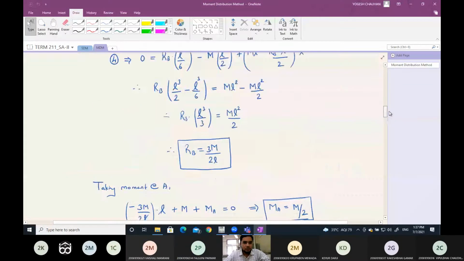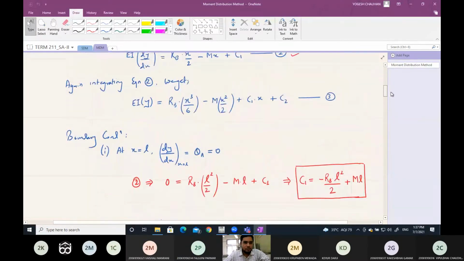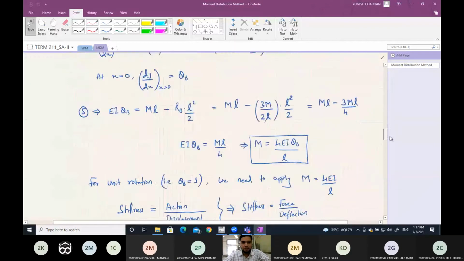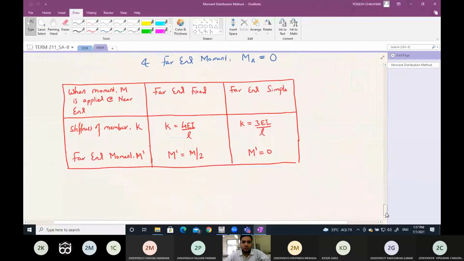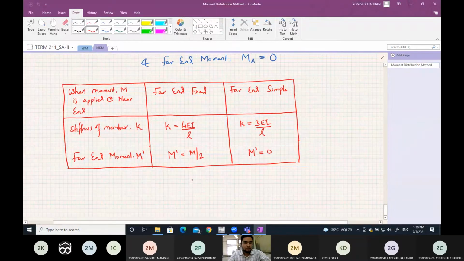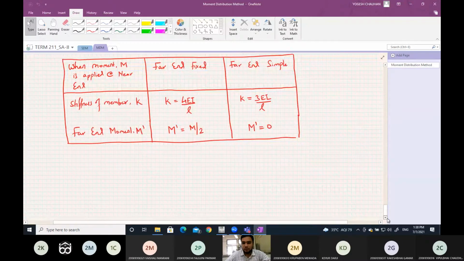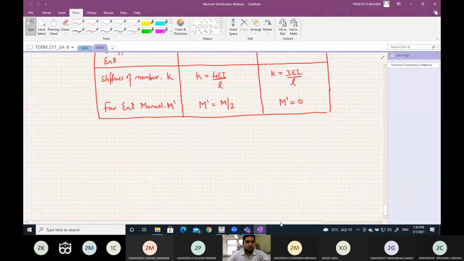We have considered two cases, one with the far end fixed and another the far end hinge condition, and we found what will be the far end moment when the far end is fixed and when it is simply supported. So now we'll go through some terminologies, such as carryover moment.